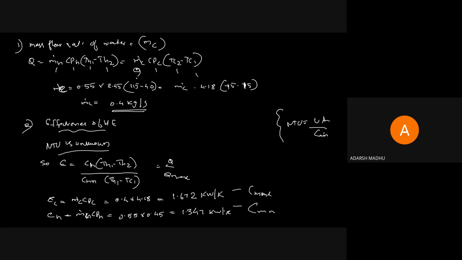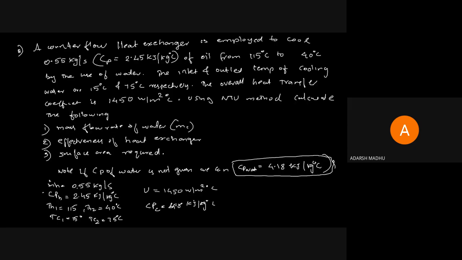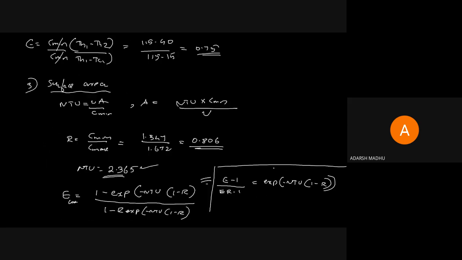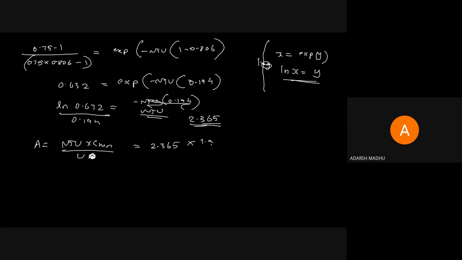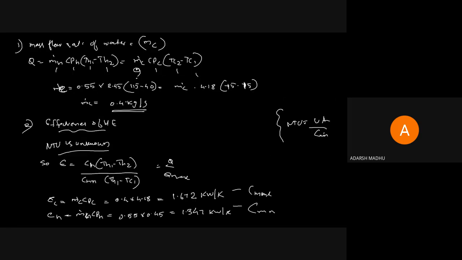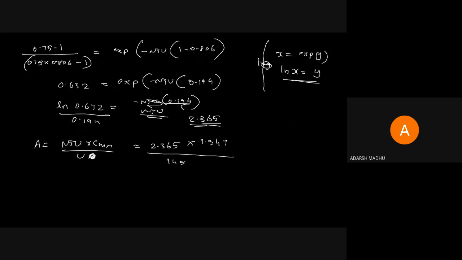C minimum value is the CH value, that is 1.347. So 2.3 into 1.347 divided by the U value. U value is 1450. The 1450 value is given in watt, not in kilowatt, while 1.347 is given in kilowatt.